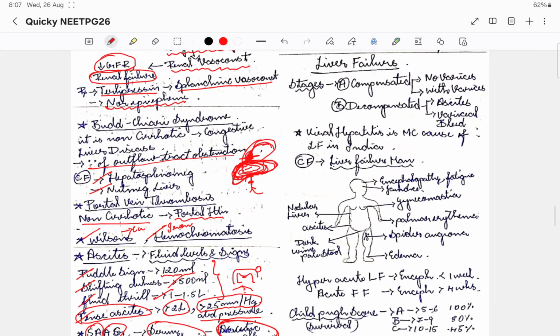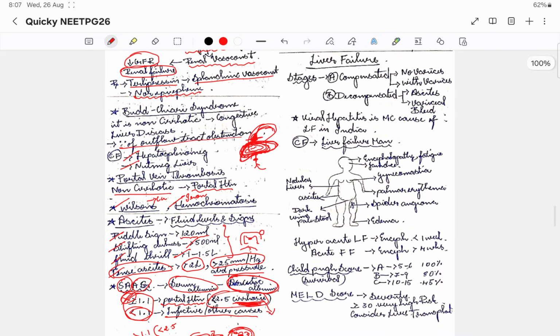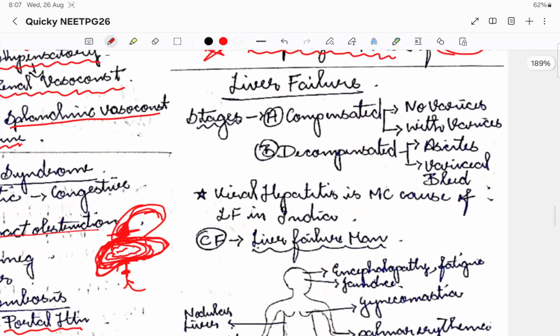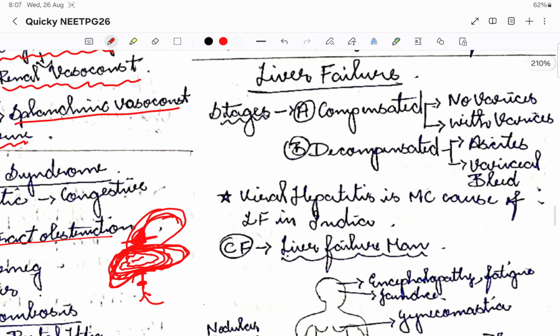So now to the last point of hepatology, that is liver failure. Okay, in liver failure, there are stages: compensated liver failure and decompensated liver failure. In compensated liver failure, there will be either no varices or with varices. Okay, so this is how we'll tell whether it is compensated or not.